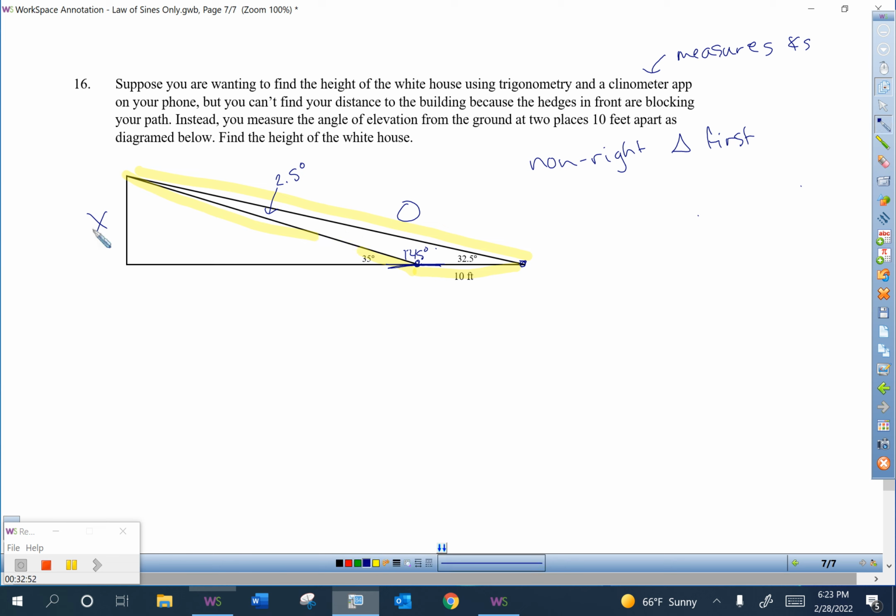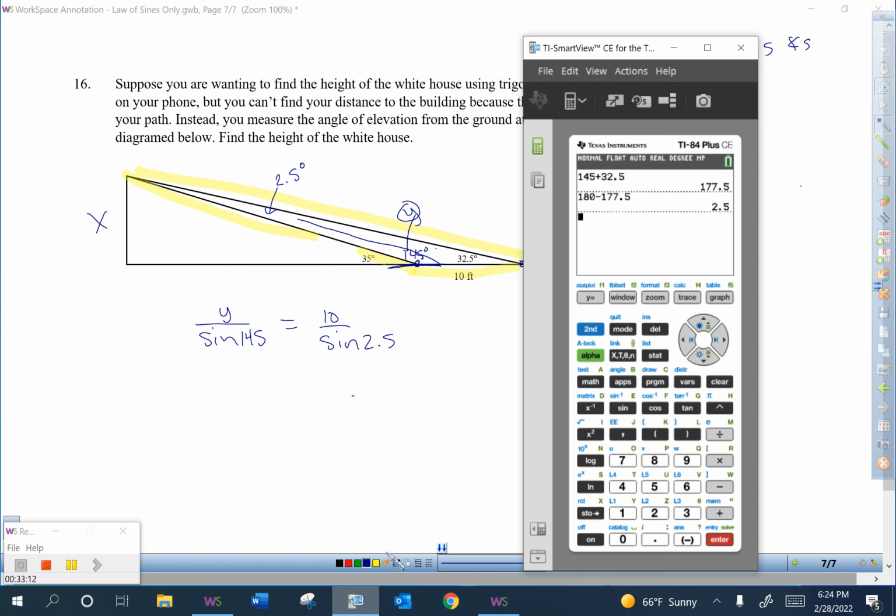Okay, so I'm going to put a different variable here. I'm leaving x for that. And I'm going to set this up. So there's a pair and there's a pair for law of sines. So y over sine of 145 is equal to 10 over the sine of 2.5. And we can throw that in our calculator. So 10 sine 145, enter, divided by sine 2.5. And that's 131.5.